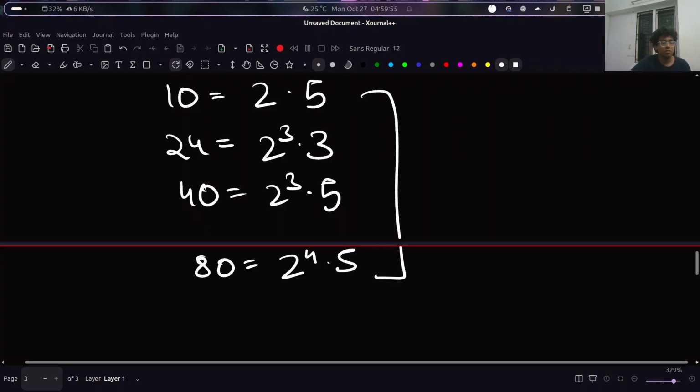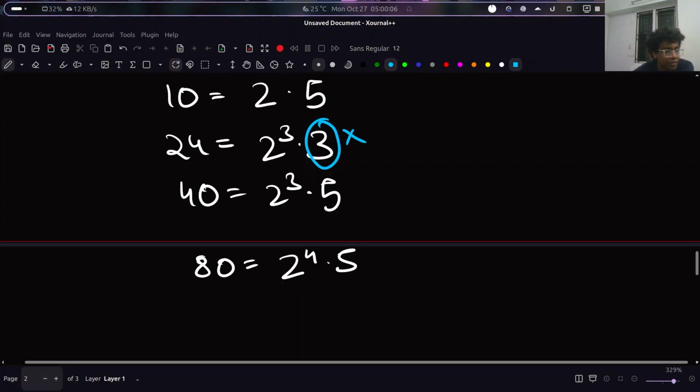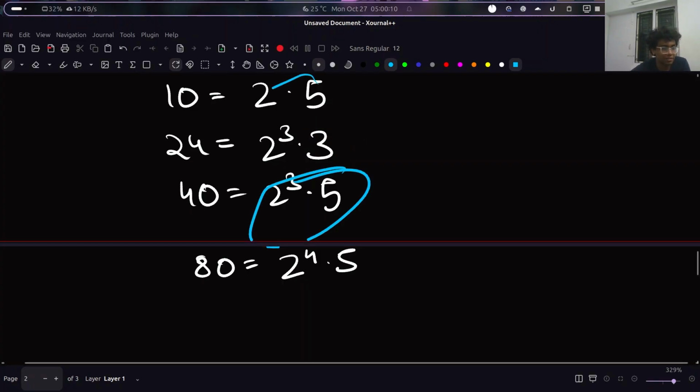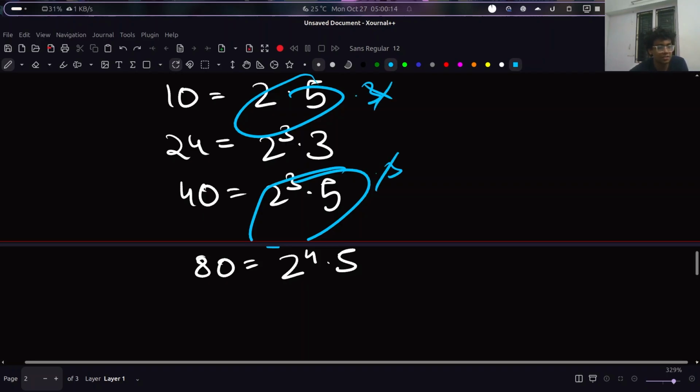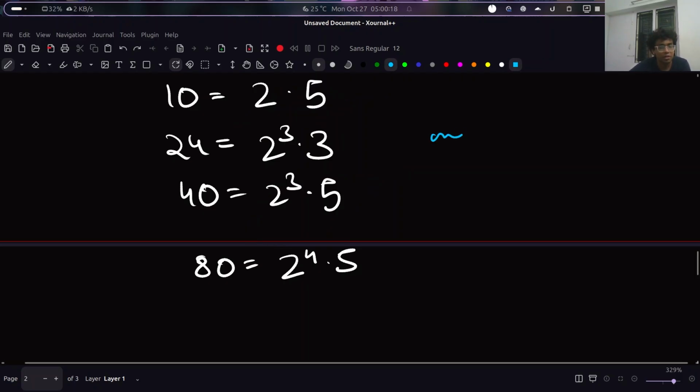Now here, okay, let's think about what all numbers appear in our final answer. What we can say essentially is 3 will definitely not be there, because for example, if we take a pair like this and like this, there is no factor of 3. 3 is missing in both these cases. So obviously 3 will not be a factor of the answer.